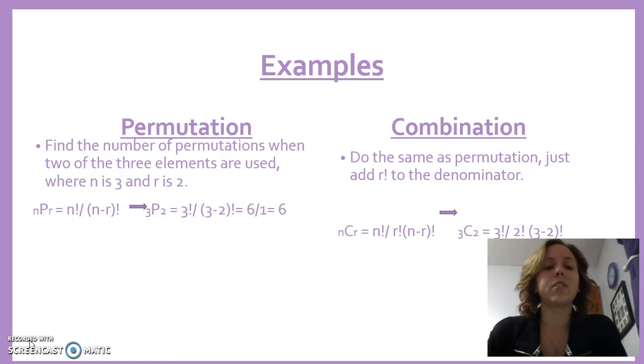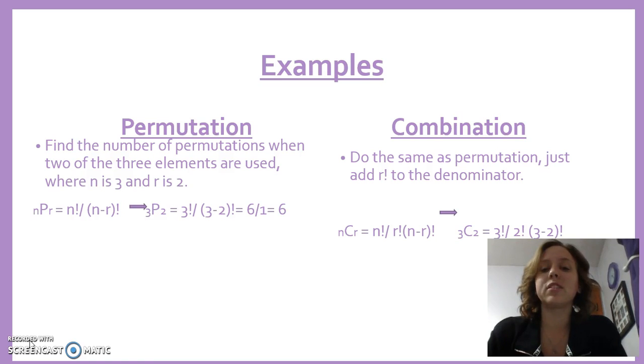So we're doing 3 permute 2. So 3 factorial is 3 times 2 times 1, which is equal to 6, over 3 minus 2, which is 1. 1 factorial was 1. So 6 over 1 is equal to 6. So this set has 6 permutations.